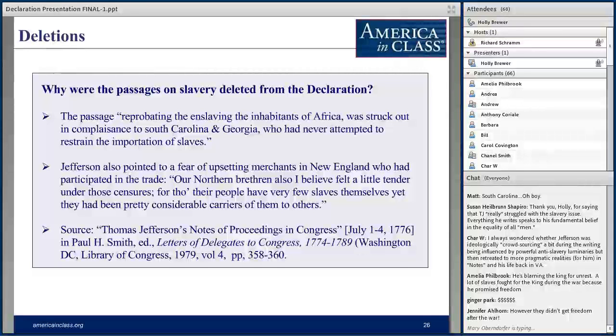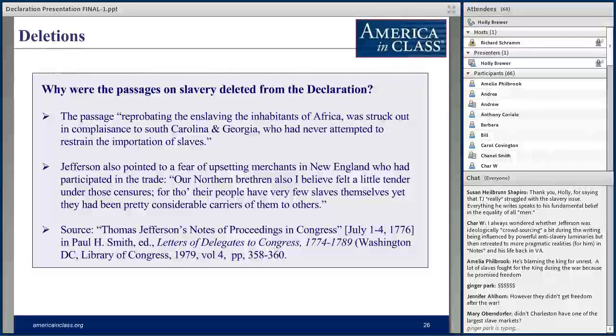The other reason that Jefferson pointed to for why people in New England ended up agreeing to have it taken out was that, quote, "our northern brethren also felt a little tender under these censures, for though their people have very few slaves themselves, yet they had been pretty considerable carriers of them to others." And here, particularly, of course, the Rhode Islanders.